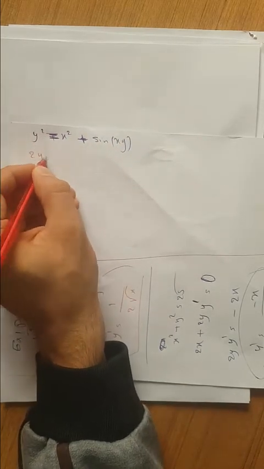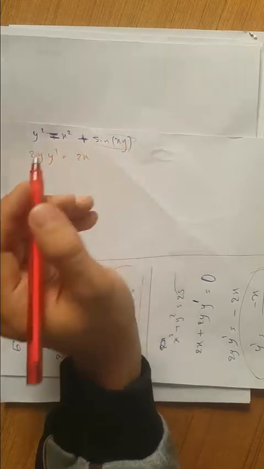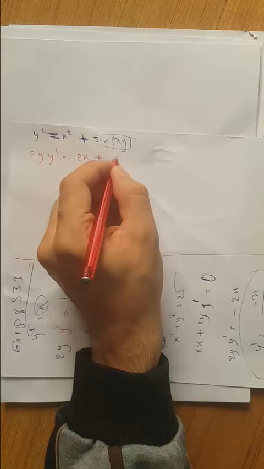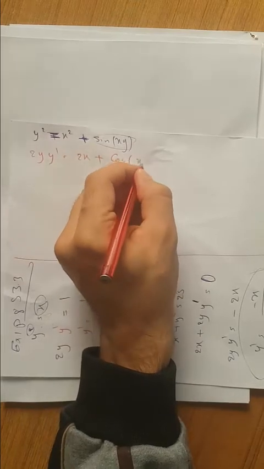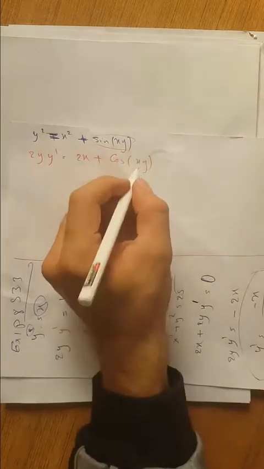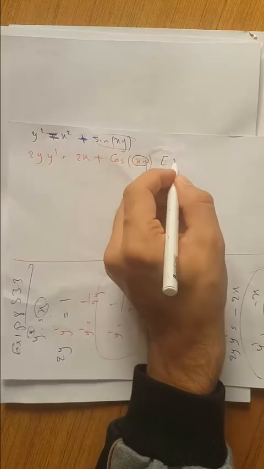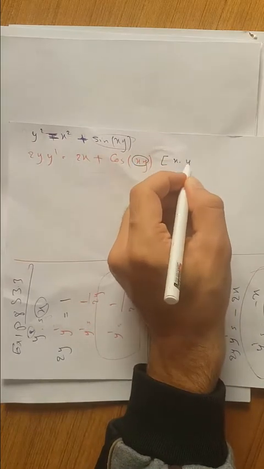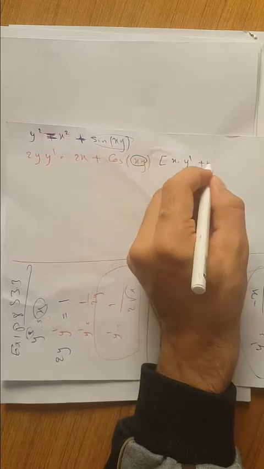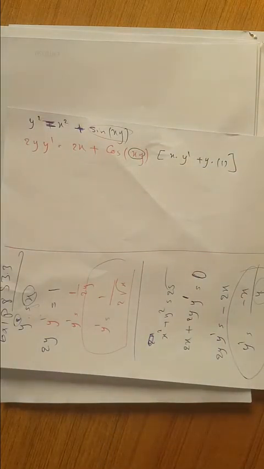So in that case we say 2y y prime, 2x. How about this? It's very important. The derivative of sine is equal to cosine, we know. This is easy. But how about the derivative of the inside? So we say it is equal to the derivative of the inside, first multiply by the second, plus the second multiply by the first, because we have a multiplication of two functions.